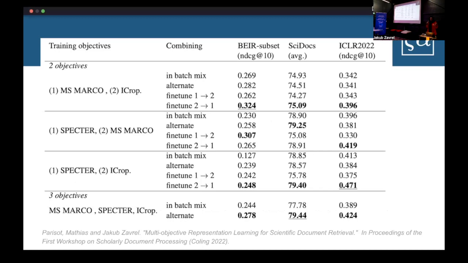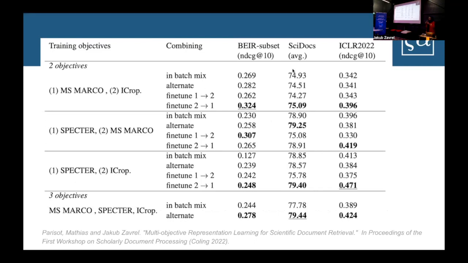So here are the results for this work. We have the BEIR subset of data sets here, which is mostly short queries. We also have the ICLR 2022 data set here, which is a document-to-document search, so queries are much larger. And we do see that indeed by a deliberate mixing of these objectives, we can have a model that works well on different types of queries and different types of data.